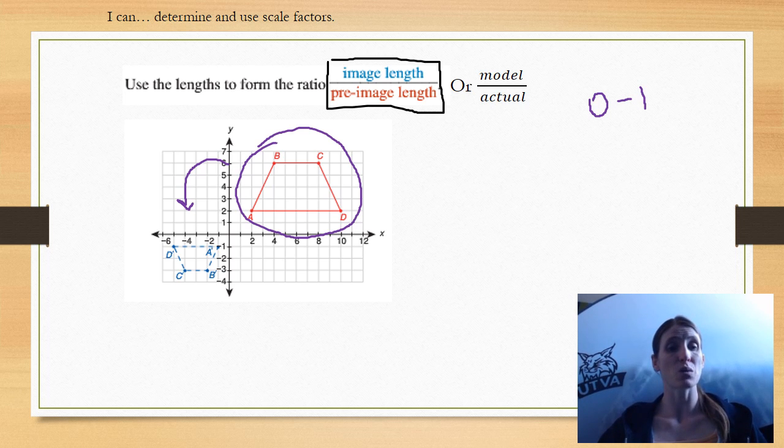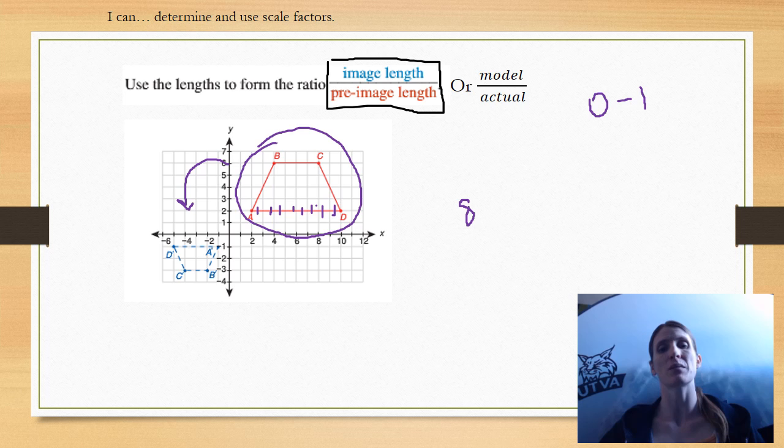Then I'm just going to pick one side. Let's just pick this side. I wouldn't pick the diagonals. The diagonals are too hard to tell. You can't really count a diagonal, so pick the straight sides. So let's do 1, 2, 3, 4, 5, 6, 7, and 8. Okay, so that, remember, is the pre-image.